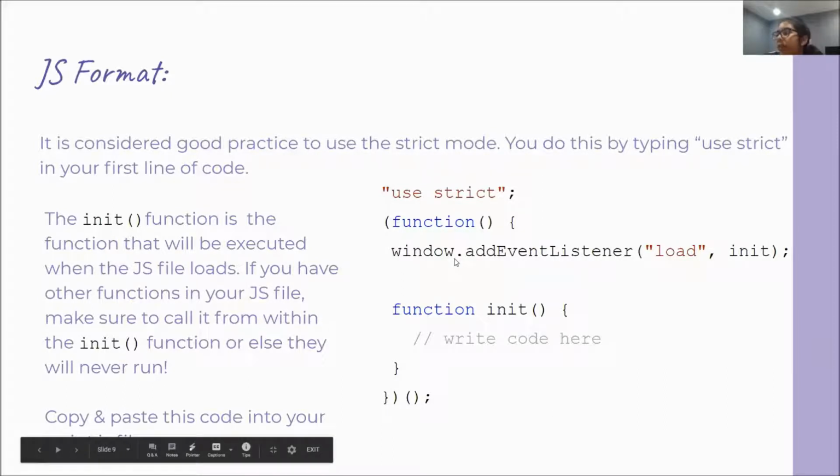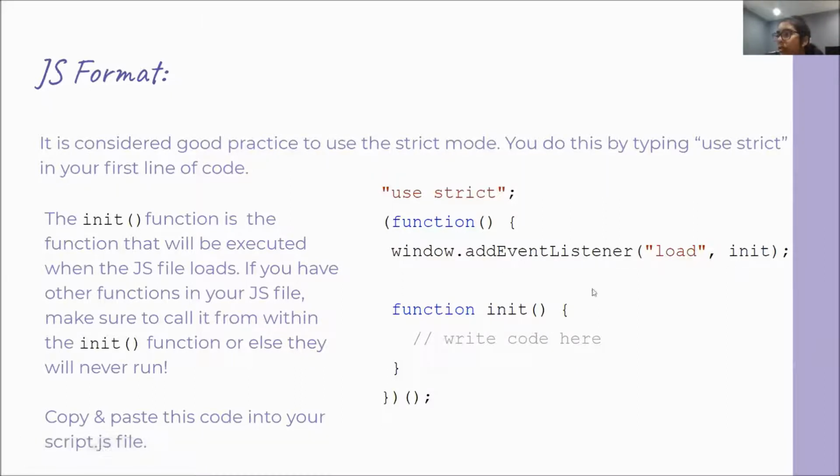And I don't think we'll have enough time to get into why we need this window.addEventListener load. But basically what this does is it ensures that when you run your code, this function, the init function, you can call it whatever you want. If you change this to initial, then you're going to want to change it here too. Basically, the name of this function and the name of this function need to be the same. But what this basically does is that this is the first function that is run.